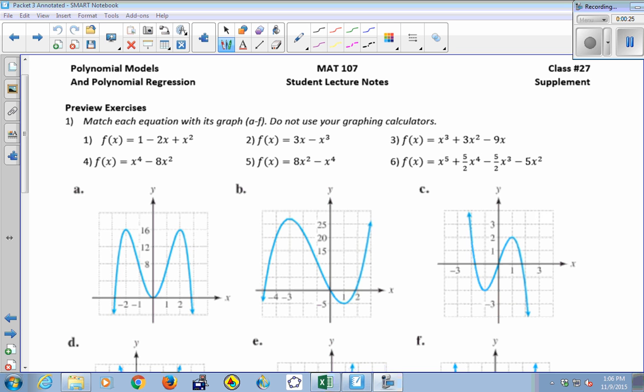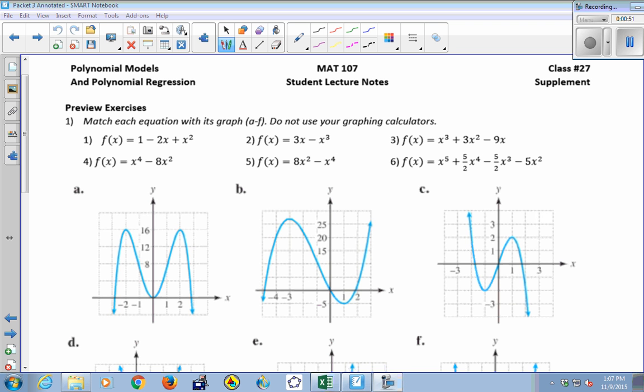So remember, even degree means either both arms are up or both arms are down. And for the leading coefficient, positive means arms up, negative means arms down. And then an odd degree means one arm up, one arm down. And for the leading coefficient, positive means right arm up. Leading coefficient negative means left arm up.